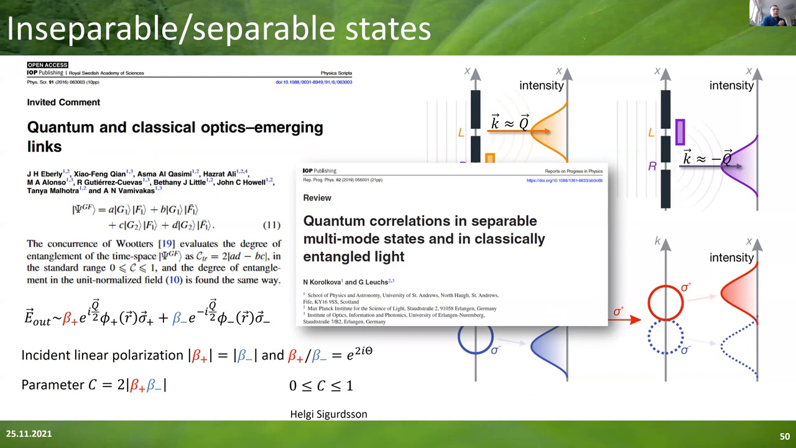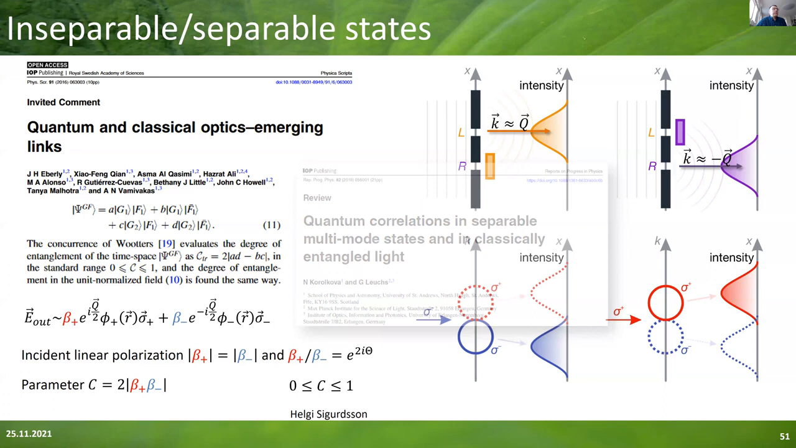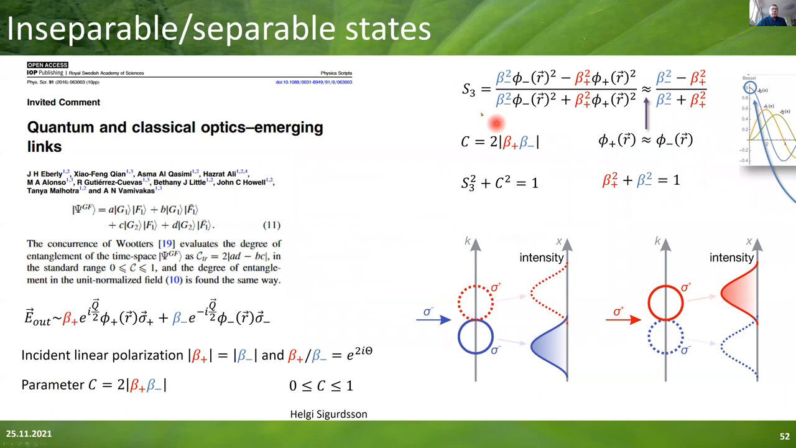which you can also find in a recent review paper of Korolkova and Loeb. With this parameter C defined like that, again we can calculate the Stokes vector, and then it turns out that the square of the S3 parameter and this new parameter C squared add up to one. If you put this to the square and this to the square and add together, the minus two beta plus beta minus changes into plus beta plus beta minus and those terms cancel.